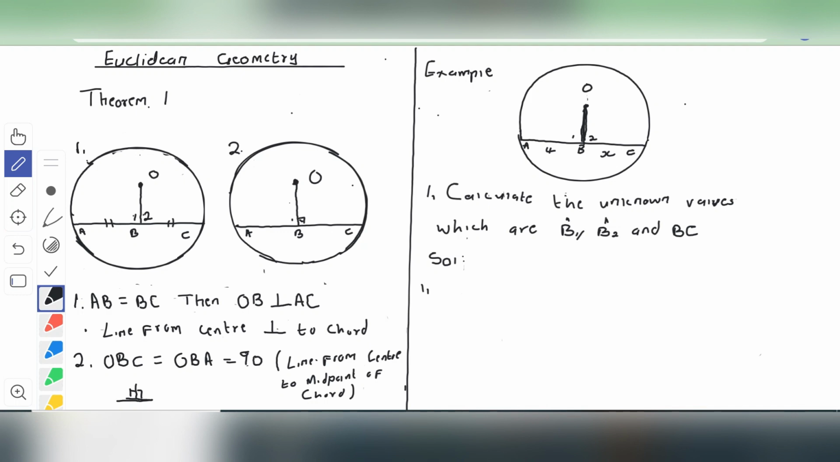So from what we just learned, we know that whenever OP, you can see that OP bisects the chord, meaning it's perpendicular to what? To AC. And we said whenever OP is perpendicular to AC, we know that AB is going to be equal to BC, which they are both equal to what? 4 units.